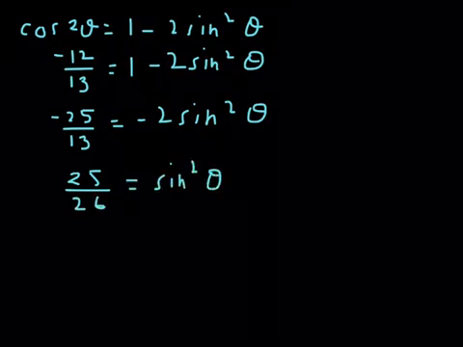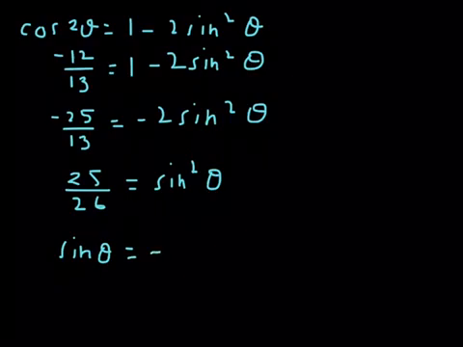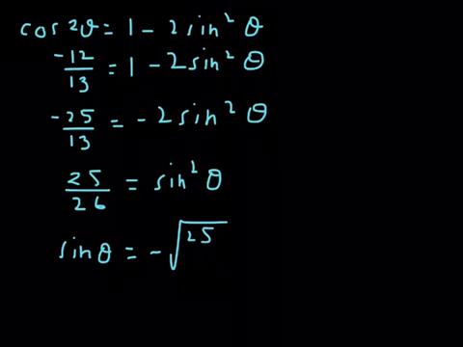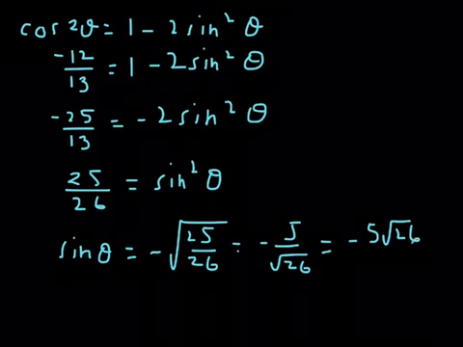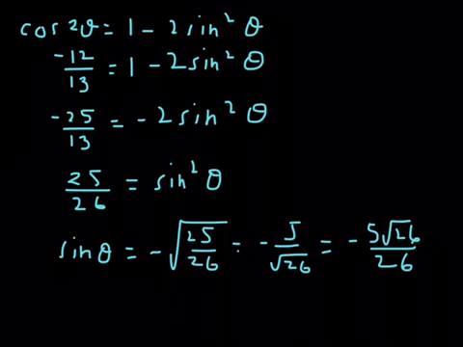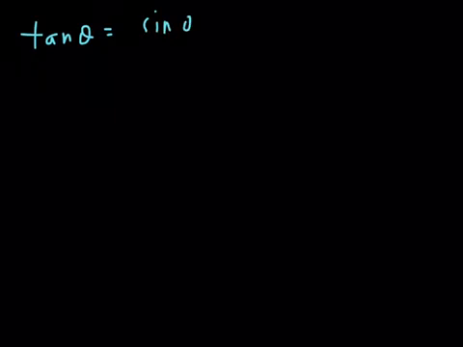Okay, guys, let's take the square root of both sides, gives you sine of theta. But in quadrant 3, you're negative, right? So it's negative square root of 25 over 26. Okay? So then this is negative 5 root 26 over 26. That's what sine of theta is. All right, the next thing we'll find is tangent of theta. But notice that tangent of theta is, by the quotient identity, sine of theta over cosine theta.